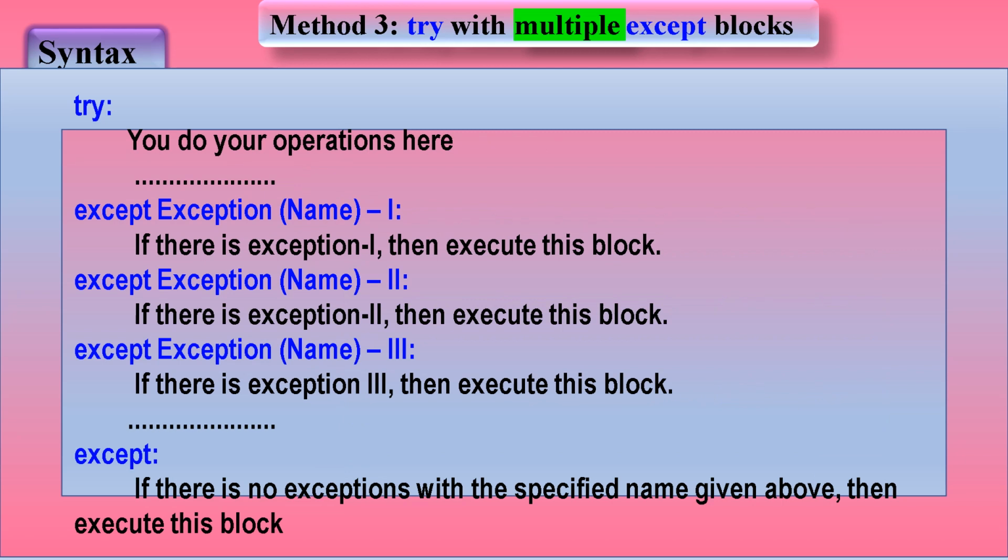The syntax of try with multiple except blocks is: try colon, you do your operations here. Except exception name 1 colon, if there is exception 1, then execute this block. Except exception name 2 colon, if there is exception 2, then execute this block. Except exception name 3 colon, if there is exception 3, then execute this block. Except colon, if there is no exception with the specified names given above, then execute this block. The code in the except block without any name is executed only if none of the named exceptions match.